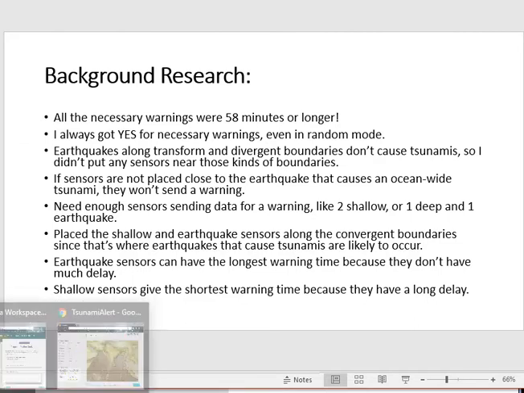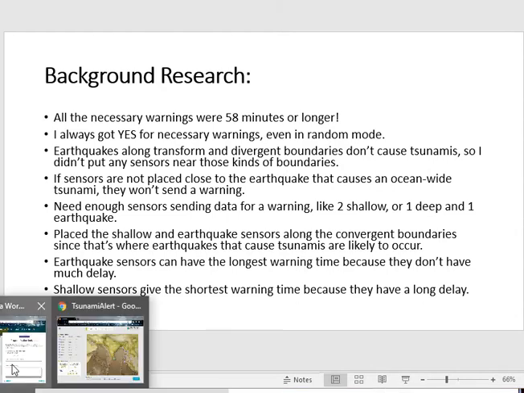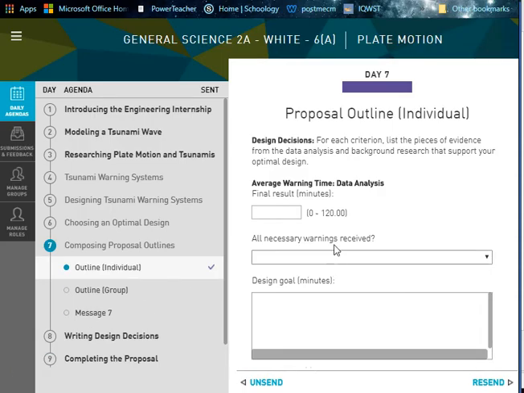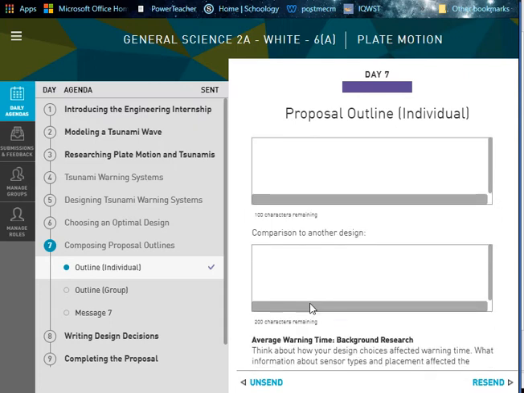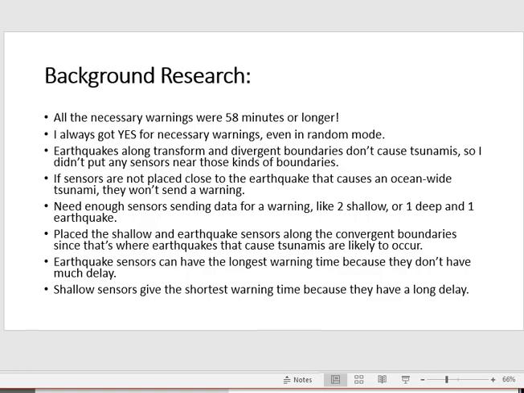So the first one asks you for some background information on your, let's check to make sure. Thanks for waiting with me on that. The first one talks about average warning time, and it asks for your design goal. Then it talks about the background research for your average warning time. So here's an example of that. This is just written from a different design. It will be very different than yours, but it just kind of gives you some sense of what you could be writing. Any of these statements here could be helpful.